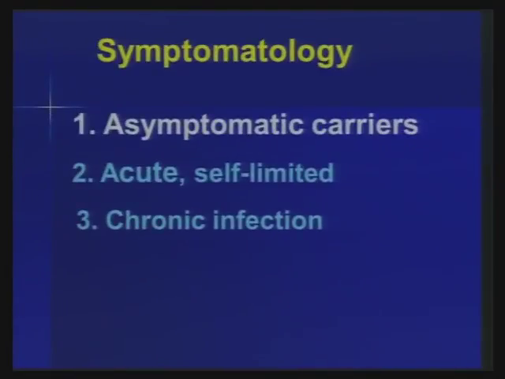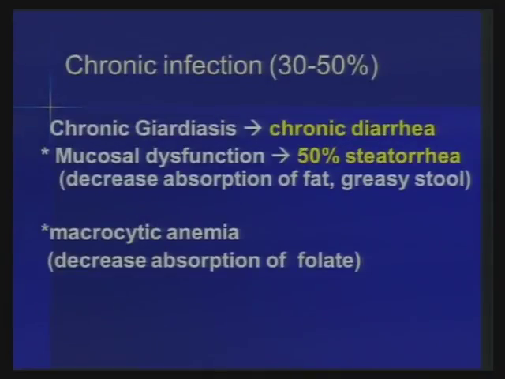So for symptomology, most of them are asymptomatic. Two and three are acute and chronic infection. For chronic infection, it's only 30 to 50%. And for Giardia, chronic infection causes chronic diarrhea, the same as that girl: intermittent diarrhea for 2 months is a chronic diarrhea and causes mucosal dysfunction.